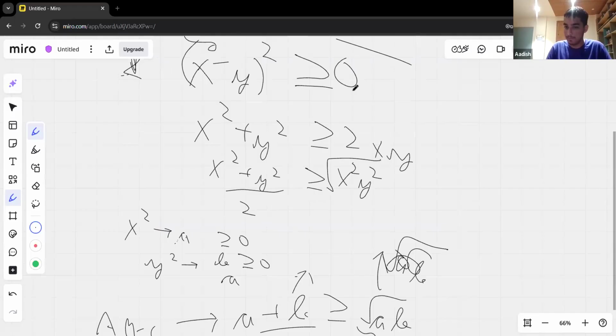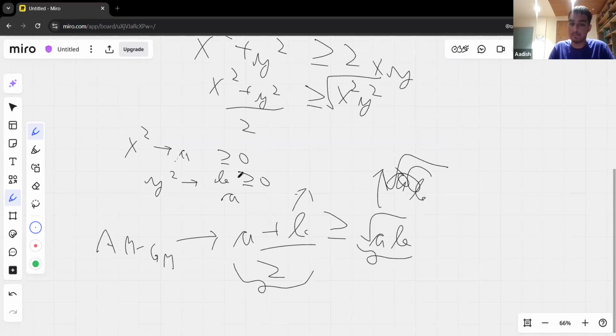Because (x minus y) squared is positive, so expand this: x squared plus y squared is greater than or equal to 2xy. You divide by 2. So (x squared plus y squared) by 2 is greater than or equal to xy, and I write xy as the square root of x squared times y squared. And then I call x squared as a and y squared as b. But now a and b have to be non-negative.